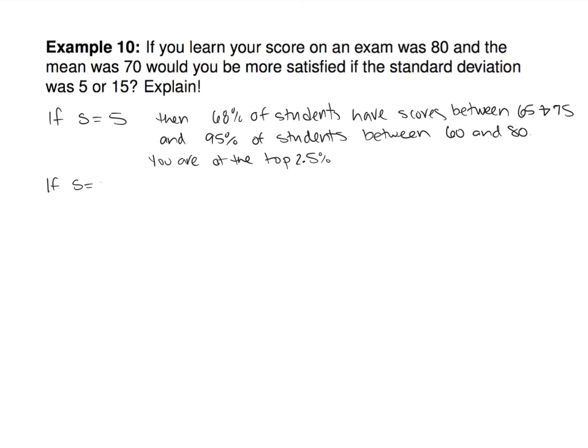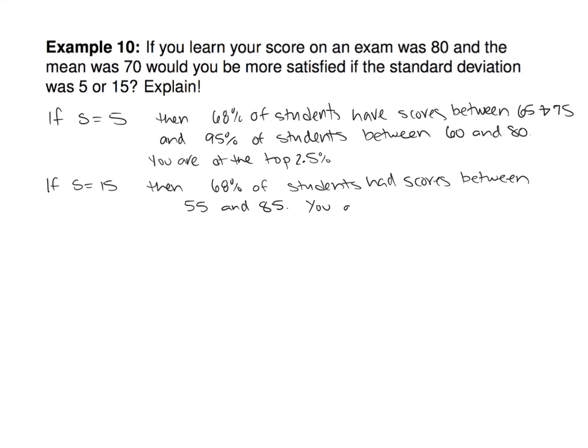Whereas if the standard deviation was 15, then 68% of students had scores between, so what would that be? 70 minus 15 would be 55. 70 plus 15 is 85. So you are average like.